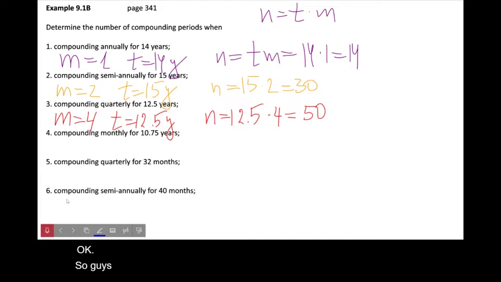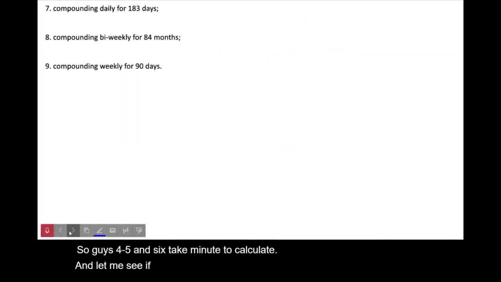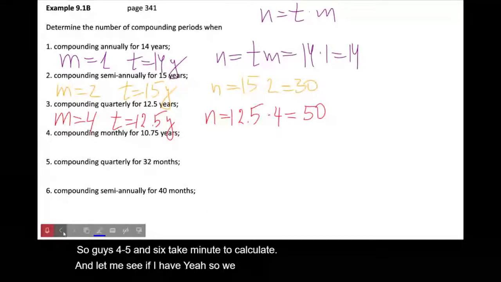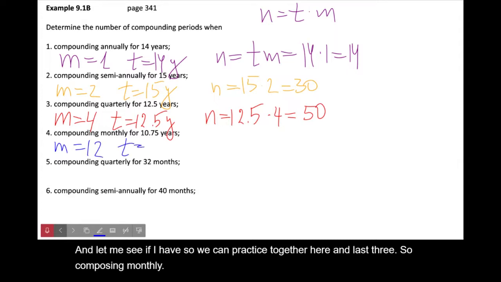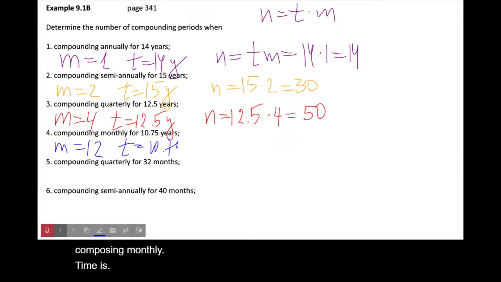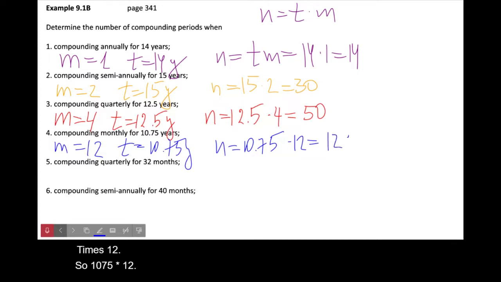So guys, for 4, 5, and 6, take a minute to calculate. We can practice together here. And the last 3. So compounding monthly, time is 10.75 years. So I have N is 10.75 times 12, which is 129.